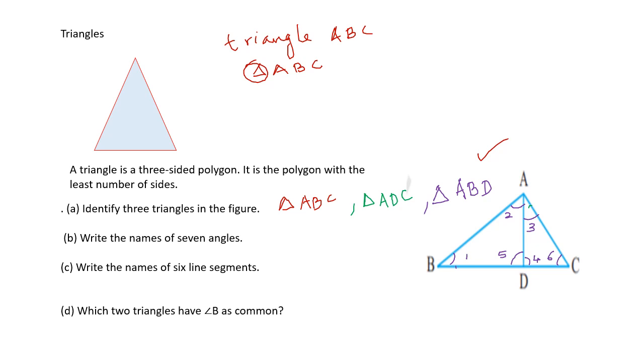Yes, this big angle, AB and AC. AB and AC are two lines and they are joining. So this big angle will be my 7th angle. Have you understood? So let us write the 7 angles.